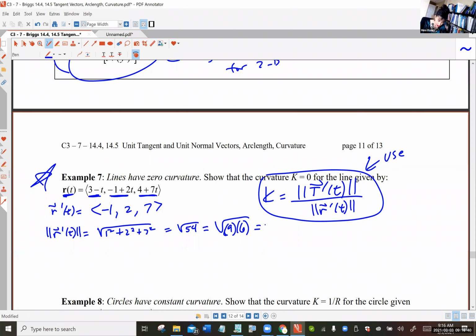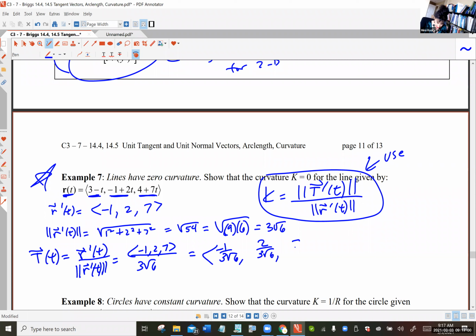So now your big T, which is just r prime unitized, is going to be <1, 2, 7> divided by 3 square root of 6. And when I distribute my scalar, I got this mess right here, and no need to rationalize the denominator. So there's big T, fine. Now go get big T prime, because that's the part of the numerator of your K curvature. Well, the magnitude of it.